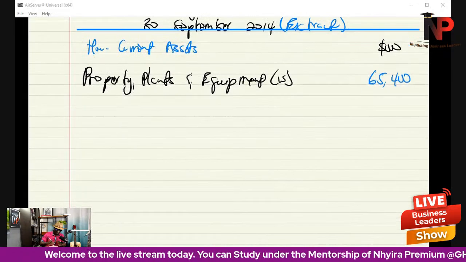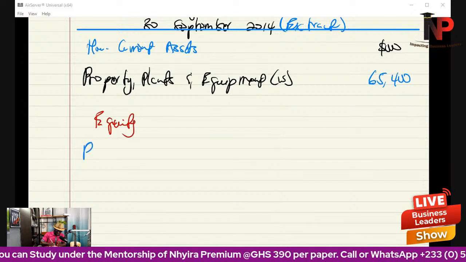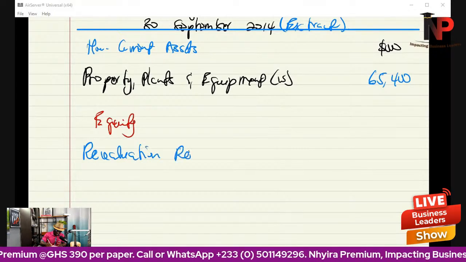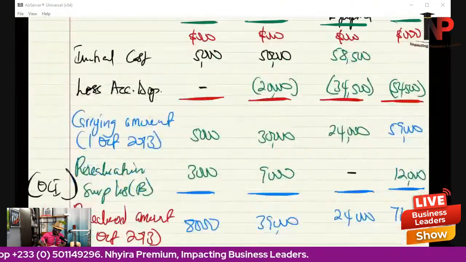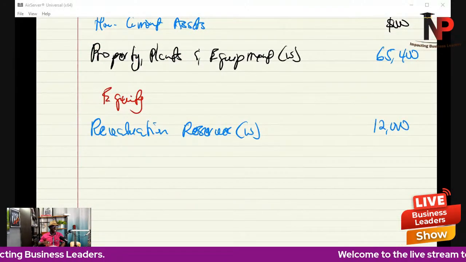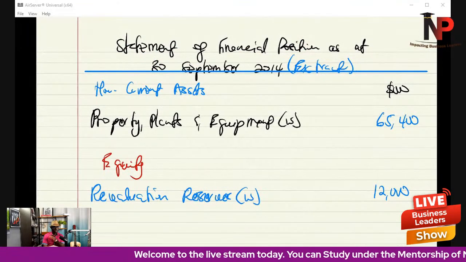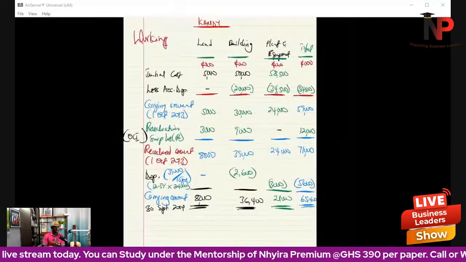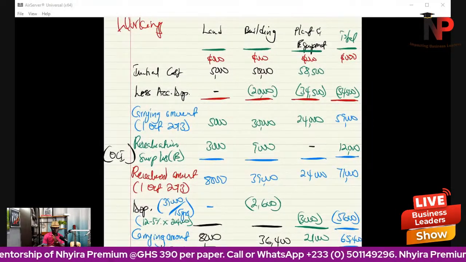Then we go to the equity part and we can bring in the revaluation reserves or the revaluation surplus. And that is also an amount of 12,000 if you remember. Any questions, please? That is the answer to this particular question. Very clean. Look at the working slide. Very, very clean.